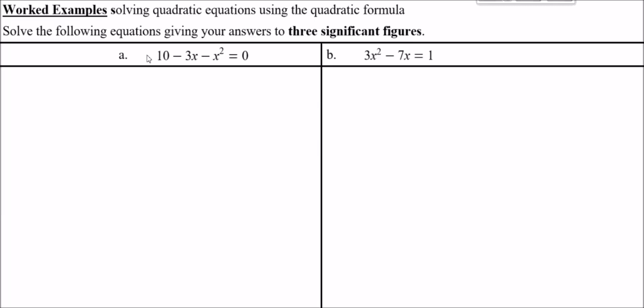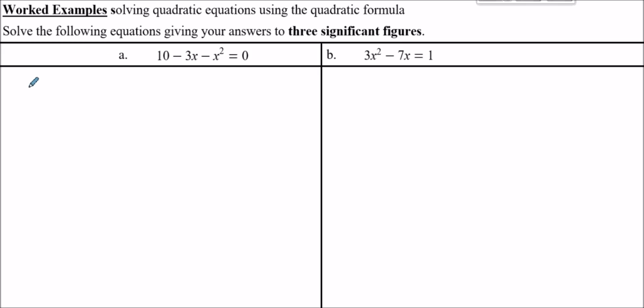Moving forward, a few more worked examples now, just using this quadratic formula. And as promised, I'm going to show you how to use the calculator function as well to make these even easier. So, first of all, we've got part A to solve. We have 10 minus 3x minus x squared equals 0. So let's just do it with the quadratic formula first.